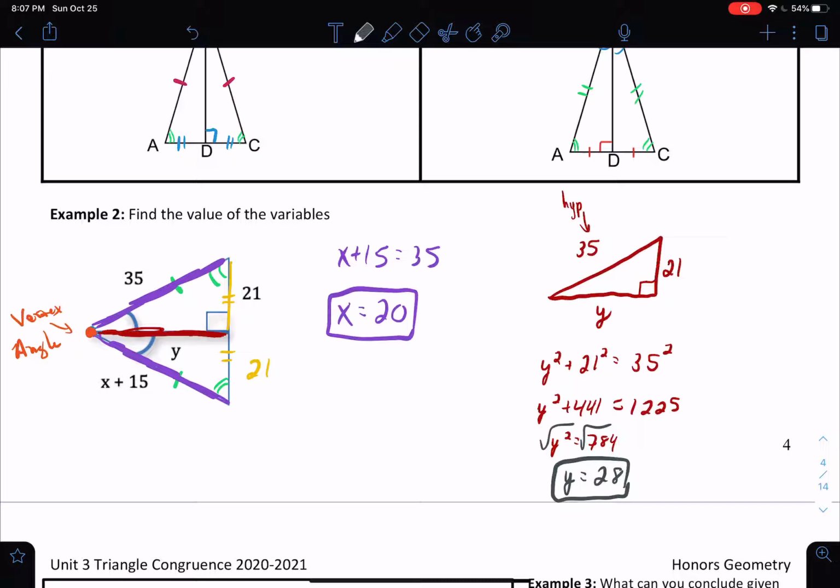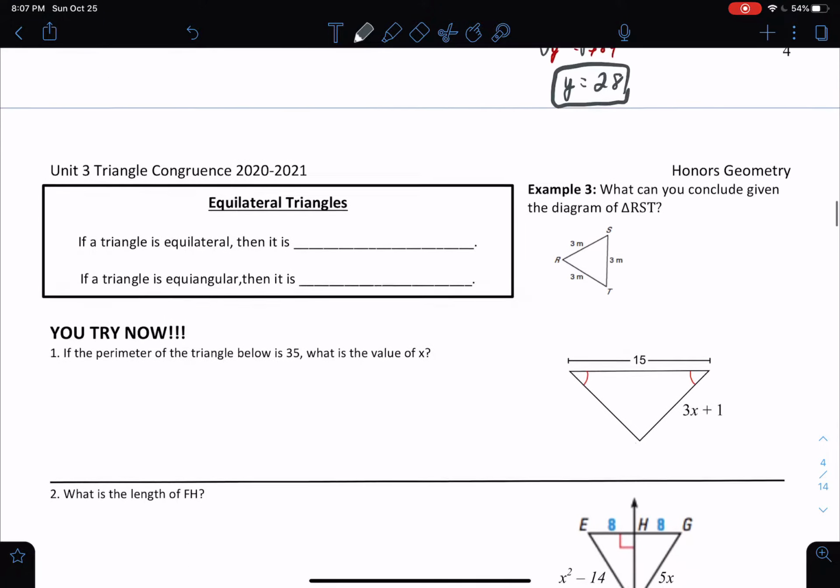We got x, we got y. We're good to go. All right? I don't know anything about the angles, so I can't tell what these angles actually are. But if I was given some information with the angles, with that 90 degrees, I could find missing angles. Okay? Just know for right now, we can't solve for any missing angles in this diagram. All right? So let's see what's next.